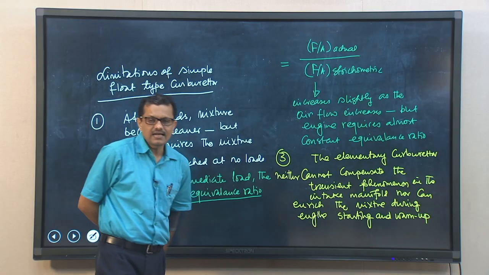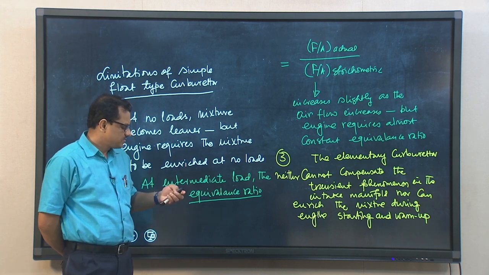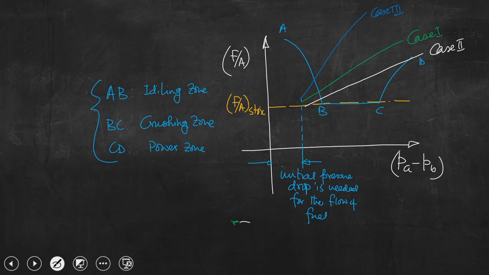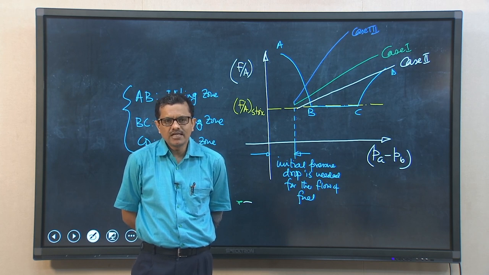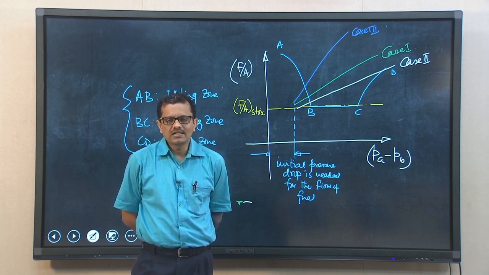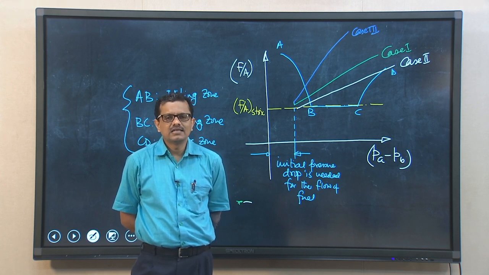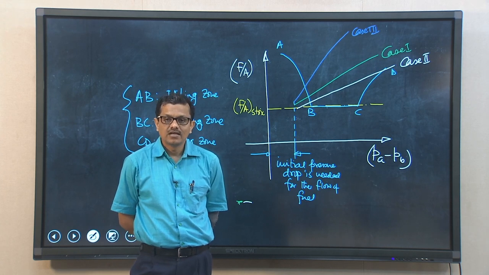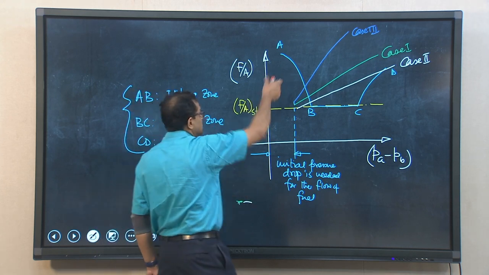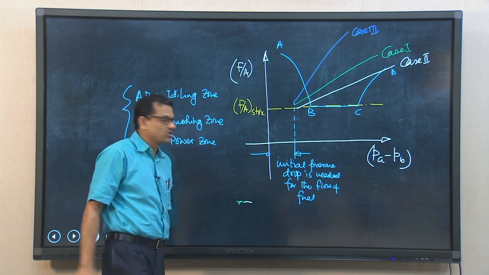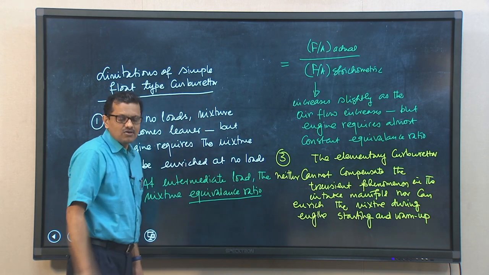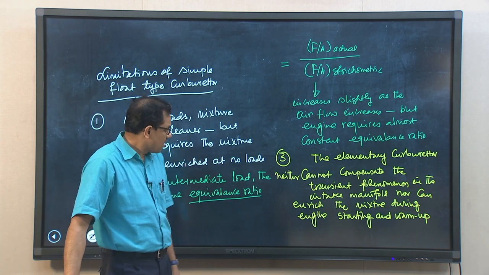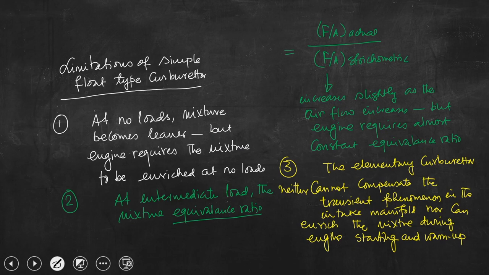So, this is very important. If we go back to the previous slide, the idling zone is the zone in which the engine runs either during starting or warm up. So, basically no load is extracted, there is no load, but still the engine is running and we need a higher or rich fuel air ratio. We had discussed that we need to supply more amount of fuel. Now, what we can see is that this elementary carburetor neither can compensate the transient phenomena in the intake manifold, nor can enrich the mixture during engine starting and warm up.